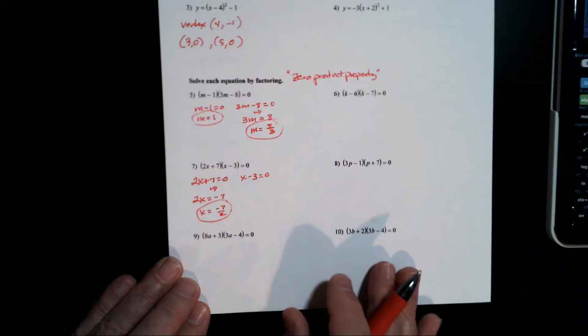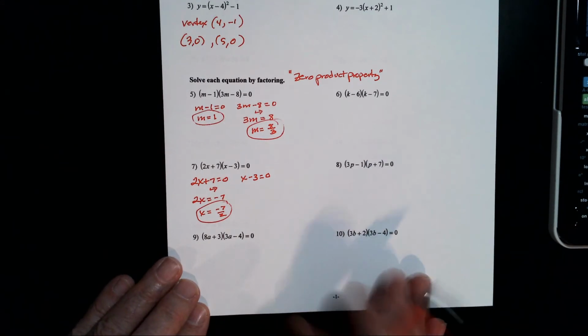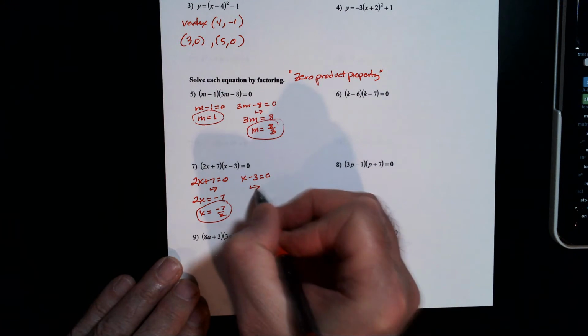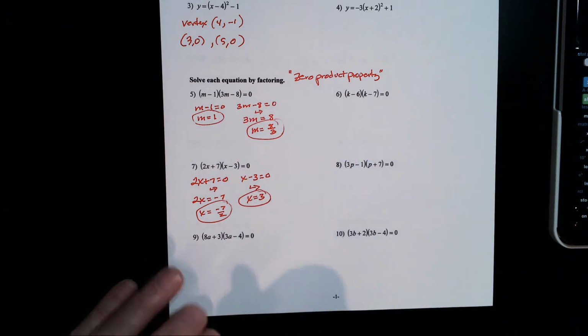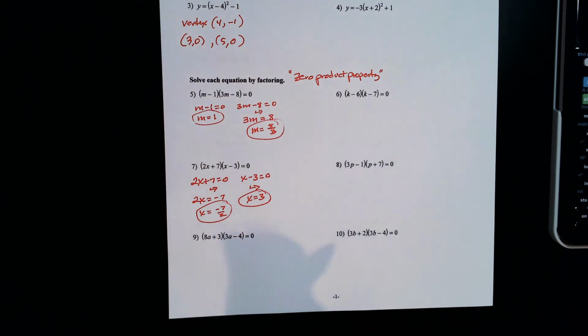So one solution is negative 7 halves. This one will add 3 to both sides. The other solution is that x is equal to 3. Now you may be thinking, well, why do you have 2 solutions? Well, if you remember the parabola, very often they cross that x-axis in 2 spots. Each of those x-intercepts is a solution.